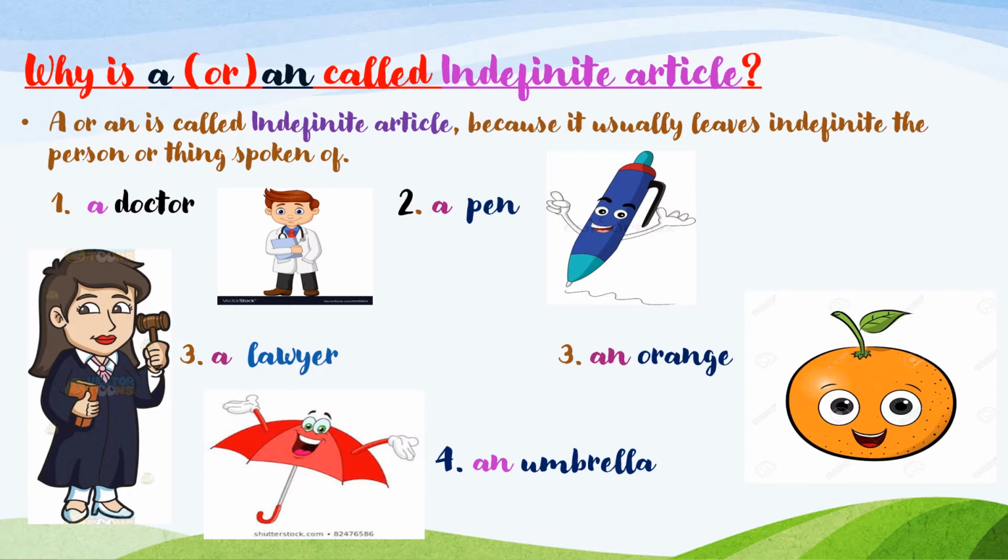So here you found article a with some words and article an with some other words. Let us try to understand in detail why I used a and an with different words. Let us try to understand it slowly.